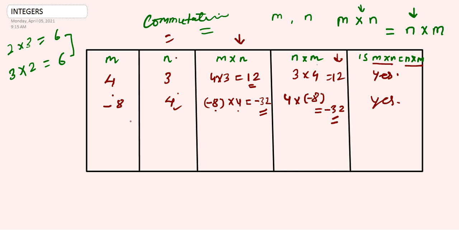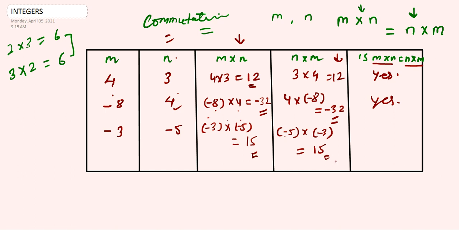Then if we are having minus 3 and minus 5, as you can see, M into N, value of M minus 3, value of N minus 5. So minus 3 into minus 5. So minus into minus plus, and 3 5 ja 15. Okay. Now N into M. So value of N minus 5 into value of M minus 3. So again minus into minus plus, and 5 3 ja 15. So as you can see, 15 and 15 both are equal. So yes, this is your commutative property.